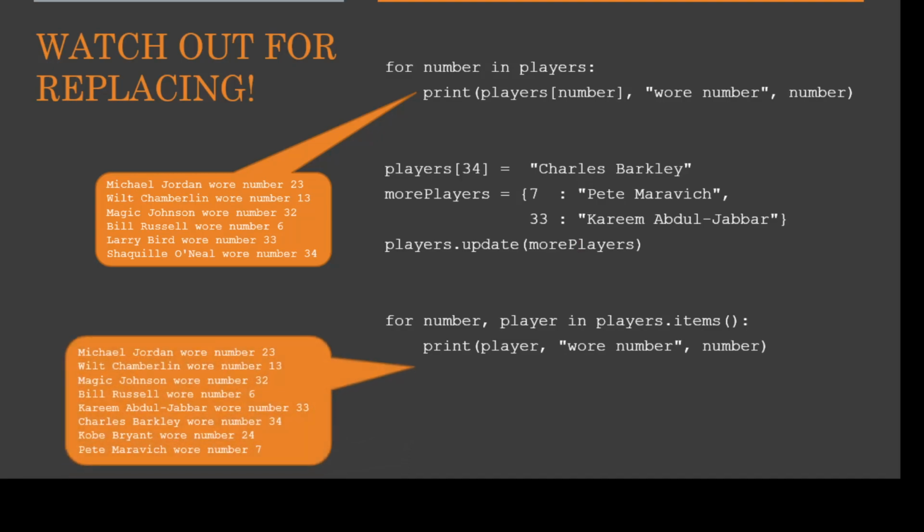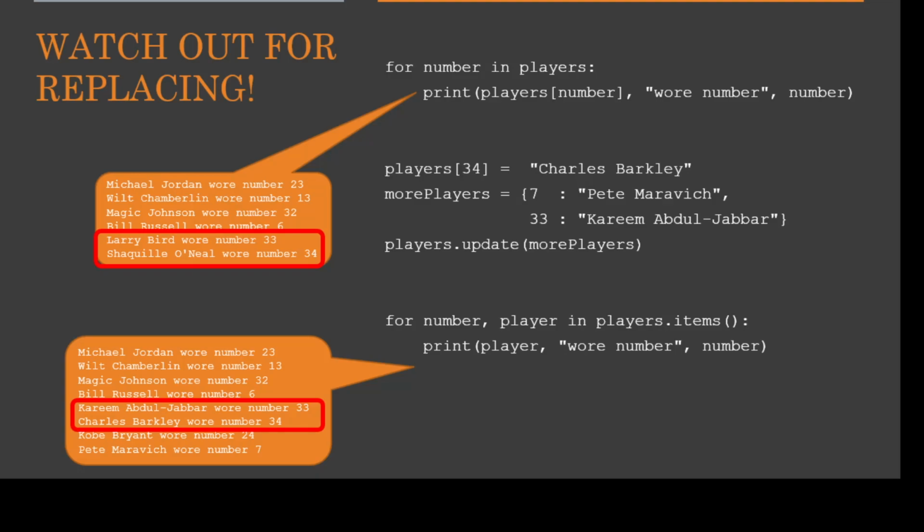I've added in Pete Maravich. I've added in Kobe Bryant from the code I did before. But notice Larry Bird and Shaquille O'Neal are gone now. They've been replaced with Kareem Abdul-Jabbar and Charles Barkley. So each key is in a dictionary one time and stores one value.